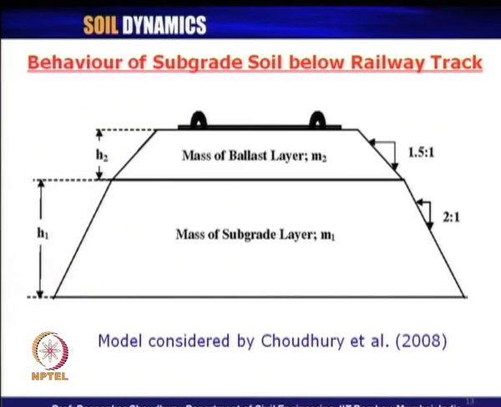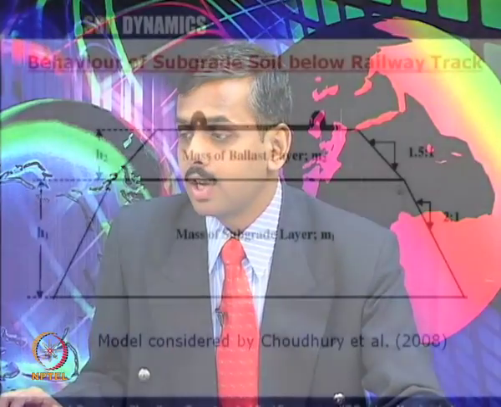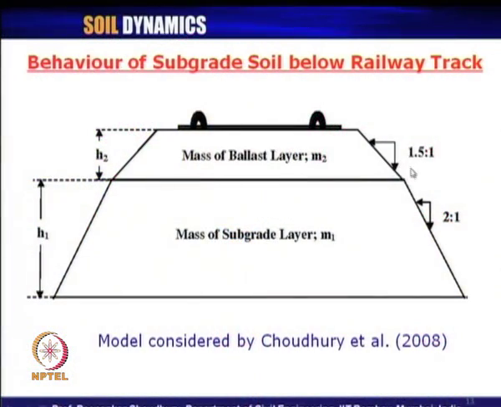RDSO is the organization which gives all the engineering guidelines, design guidelines for design of a railway track and the supporting system. So, that is why from the RDSO specification we get typical slope dimensions for the ballast layer and the subgrade layer like this, and different heights can also be considered.